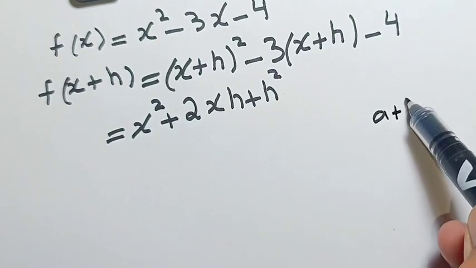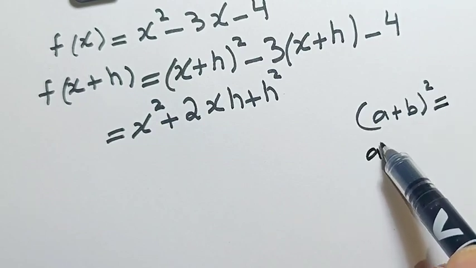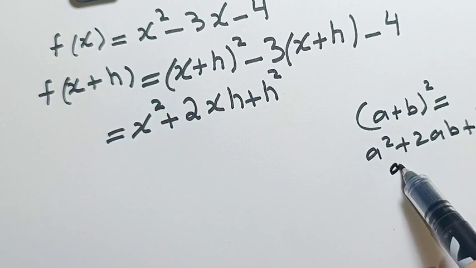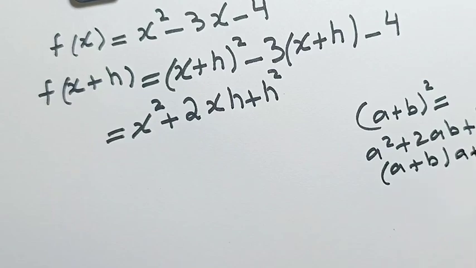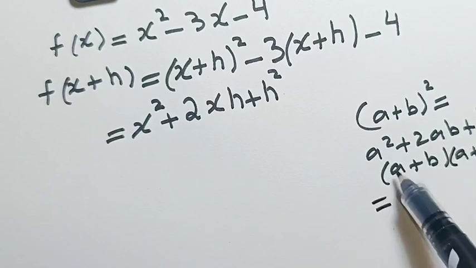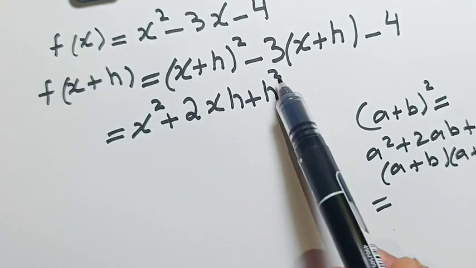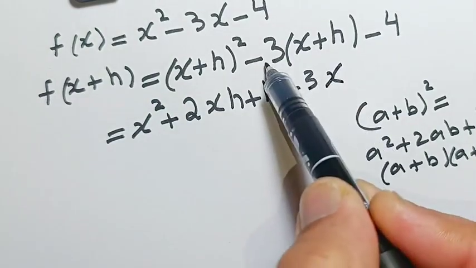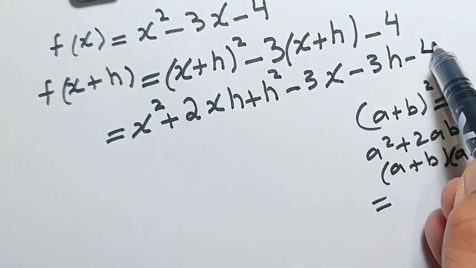Remember this one, (a plus b) square is equal to a square plus 2ab plus b square. Or if you don't know that way, you can do it this way also. (a plus b), you multiply, you FOIL, the answer is still going to come exactly the same. Now this minus 3x, negative and positive again, negative 3h minus 4.